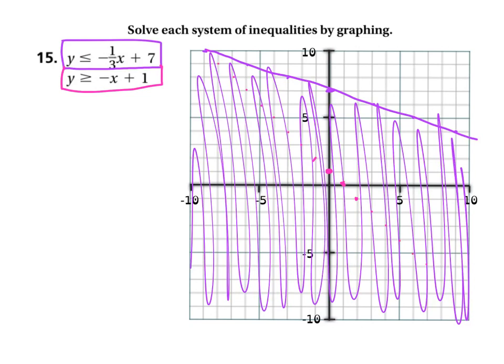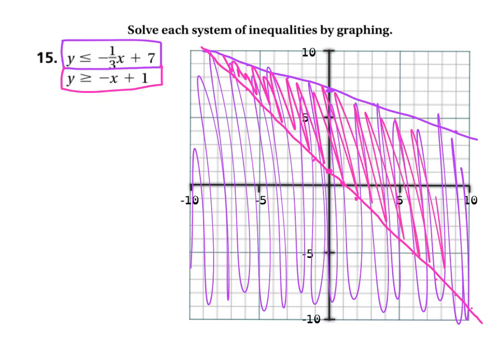And do we want to put a solid line or do we want to put a dashed line? Does it say or equals? It does. If it does, we want a solid line, because points that are on the line should also be able to be part of the solution set. Now, do we want values above or below this line? Y is greater, so we want values above the line. So we want all the values in here.